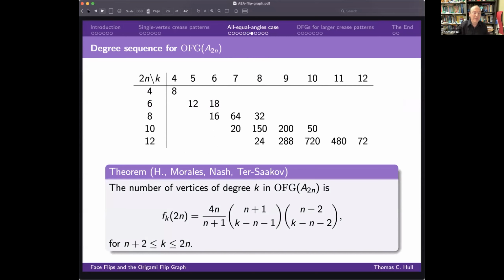And so then we were able to, and I'm not going to go through this proof very much just because of time, but that allowed us to get a formula for the degree sequence. We can calculate exactly how many vertices of what degrees there are going to be in the origami flip graph too. So this gives us a lot of information. The proof of this is kind of fun too.